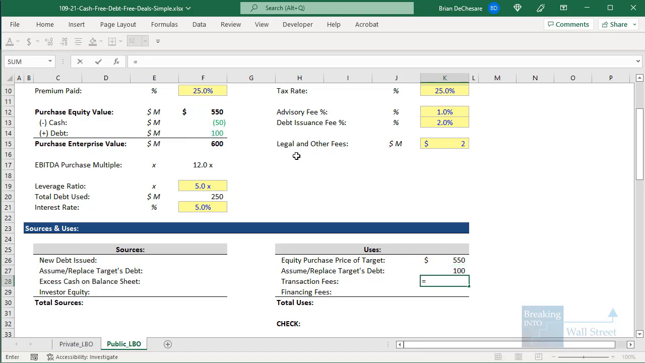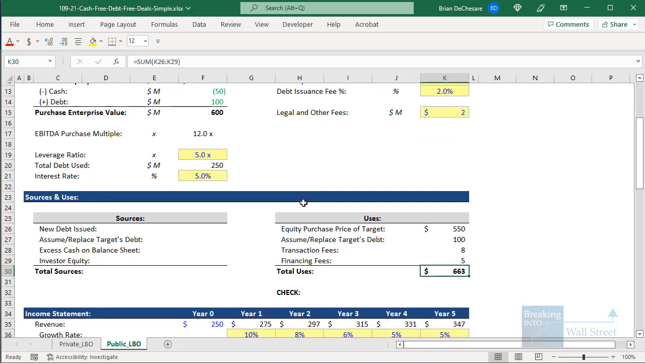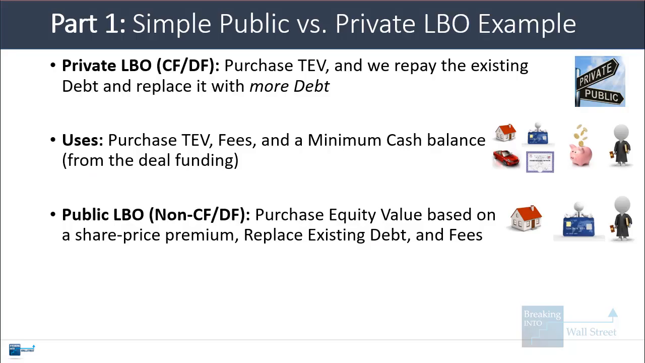There are still transaction fees. So we're still going to charge a 1% advisory fee on the 550 million purchase equity value. We still have the legal and other fees, and then we have the financing fees. So here, the 2% times the 250 million of debt total that we're using to fund this deal. And let's add these up. Those are our total uses.